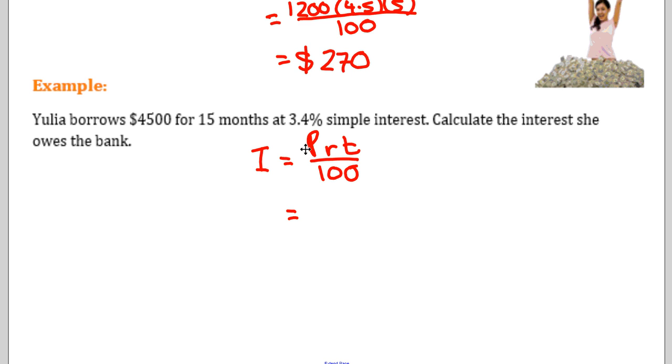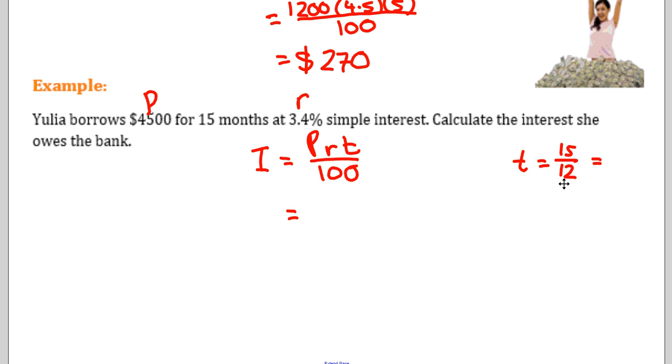Okay, great. So which one is the principal? Principal is the amount borrowed or invested. In this case, it's borrowed. So that's your principal. The rate is a percent. Now the time has to be in years. So what's 15 months in years? How many months are in a year? Right, there's 12. 15 over 12.